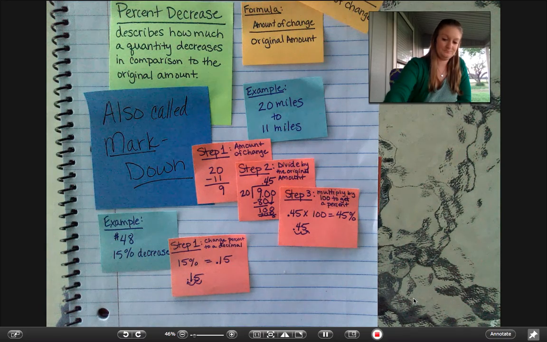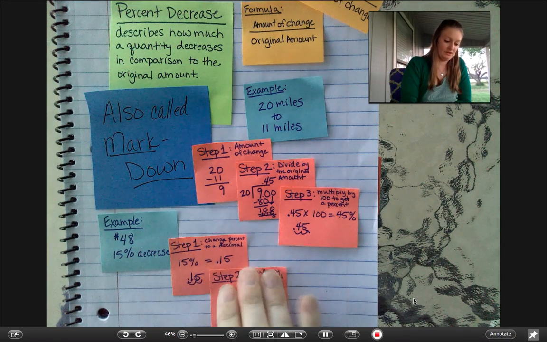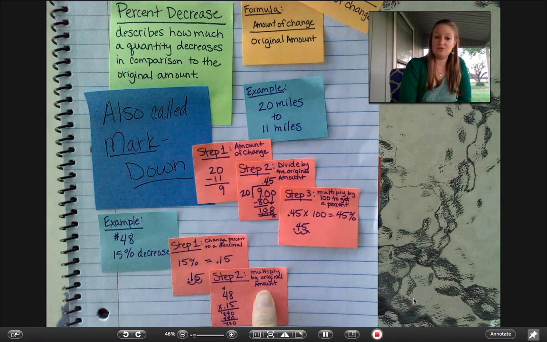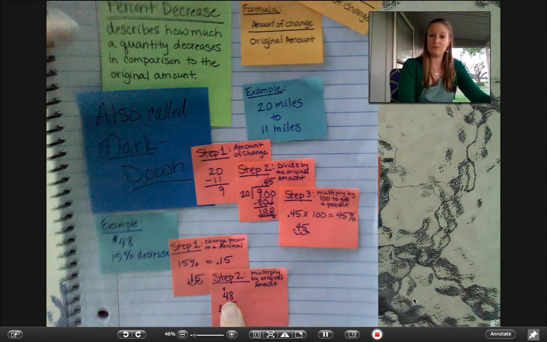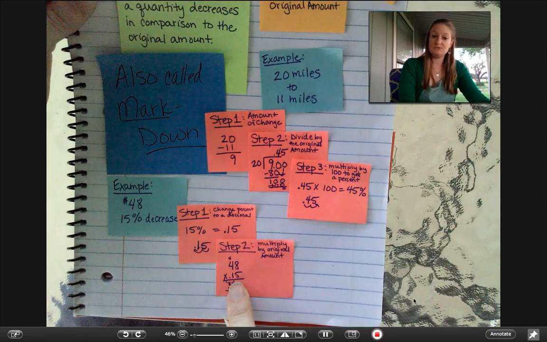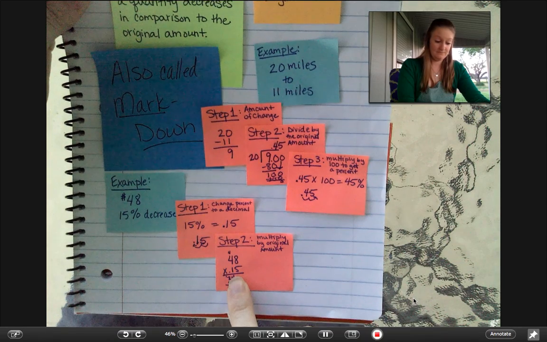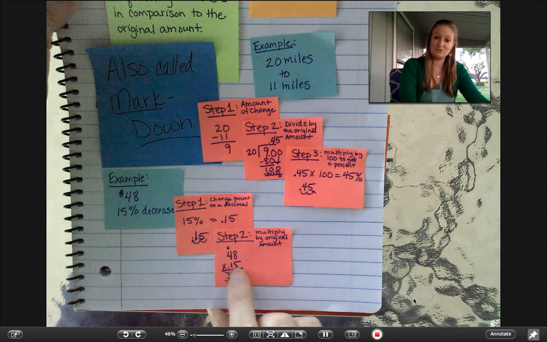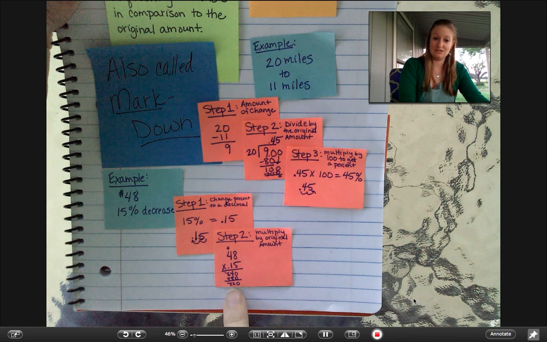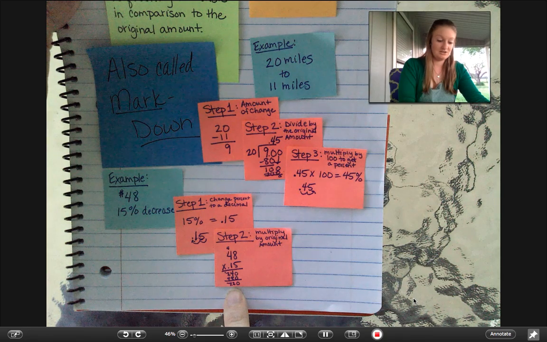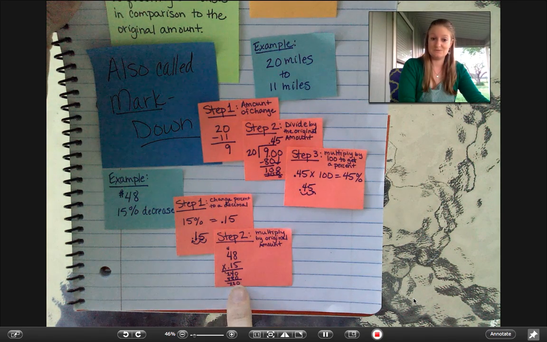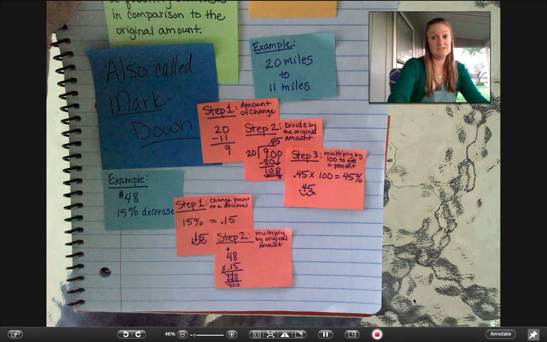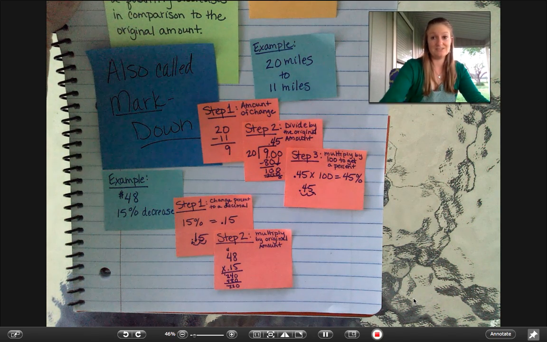Step 2. You're going to multiply by the original amount. So we started with $48. We're multiplying by 0.15, and that gives us 720. We forgot our decimal. We need to go back. We have 2 decimals in our problem, so we need 2 decimals in our answer. So it's going to be 7.20. If it's money, that means it's $7.20.